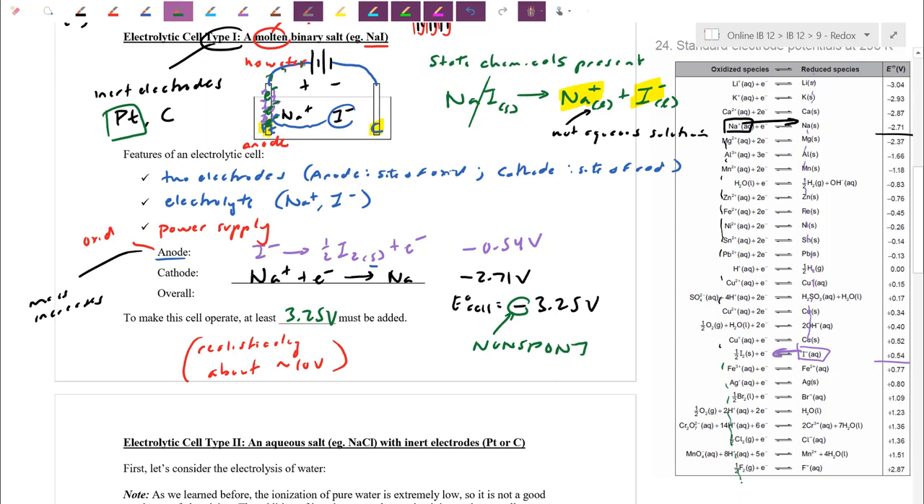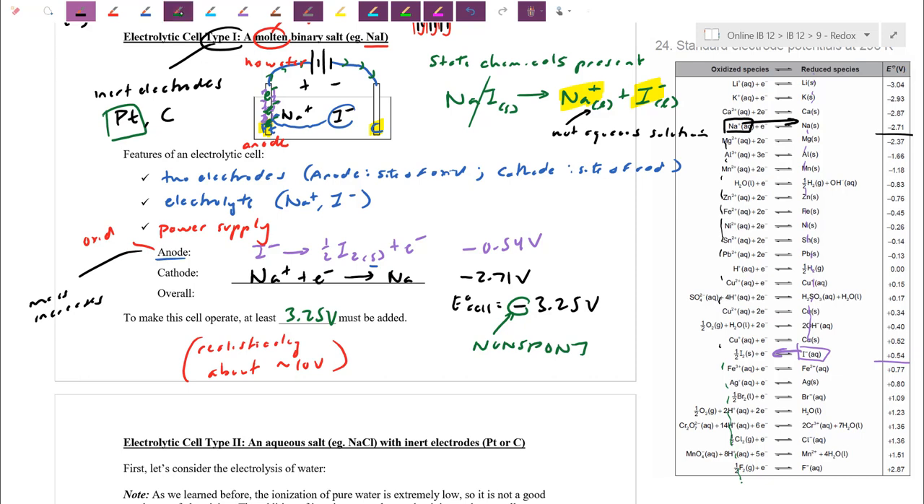The electrons are attracted to the positive side of the battery, assuming that we put in at least that 3.25, more so probably like 10 volts here. I can pull the electrons up against their will, and I can force the electrons down onto the carbon side. Again, carbon is inert. It's not actually going to do anything, but it is going to be the temporary surface where the reduction can occur.